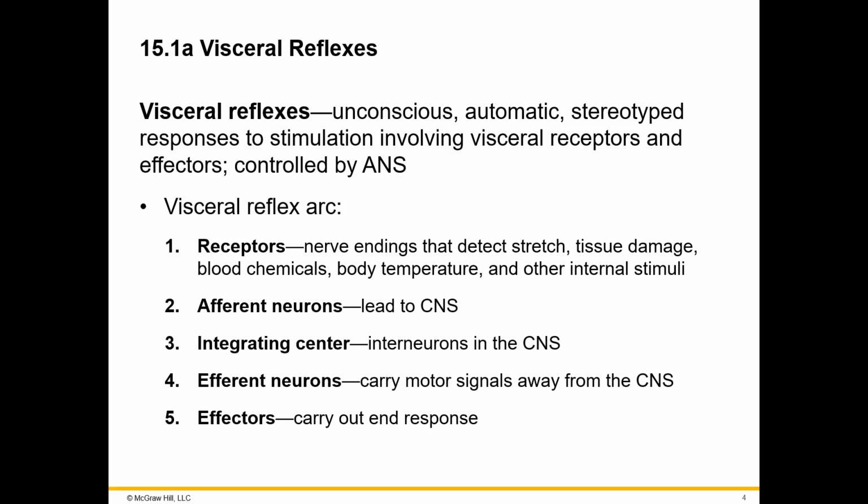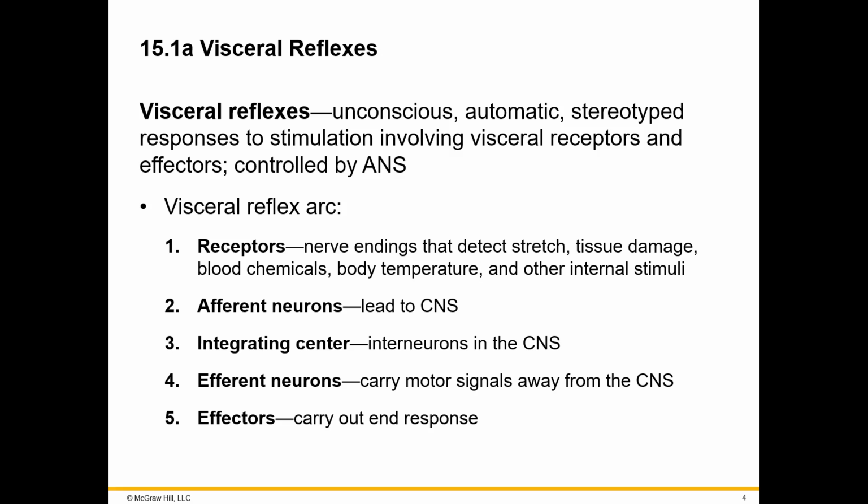If you hit the patellar tendon with a hammer, you will have a knee-jerk reflex. If you do it tomorrow, your other foot is not going to jump on me. It's the same thing. It's going to keep happening over and over again. So it's stereotyped. This is the visceral reflex arc.